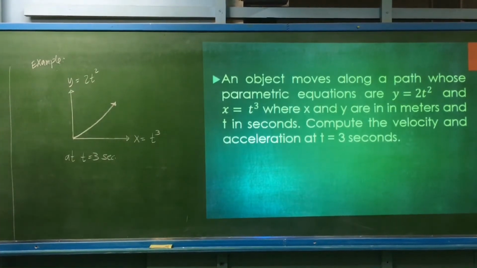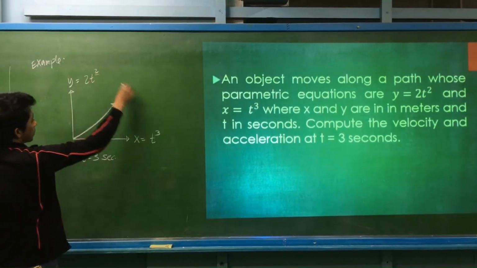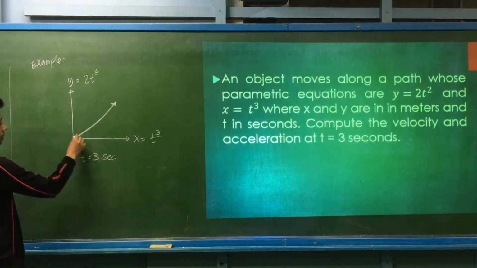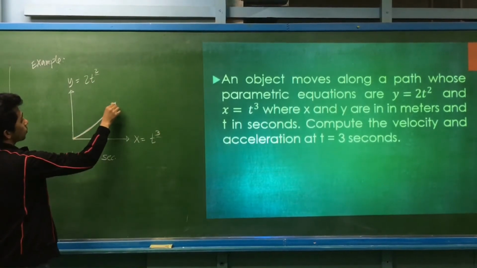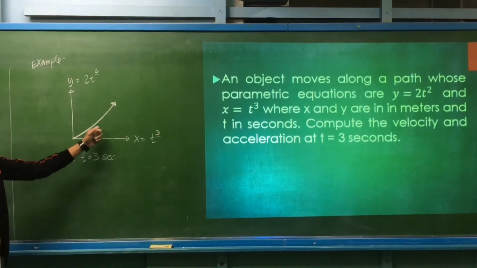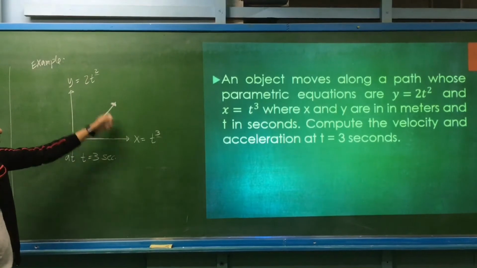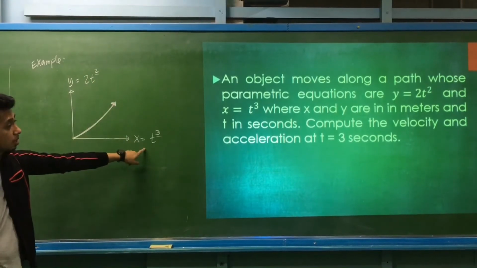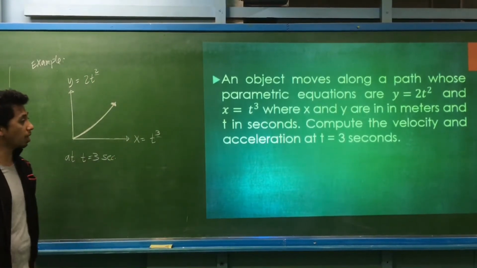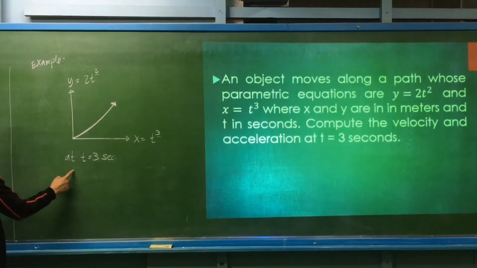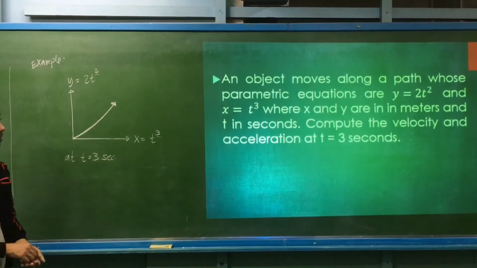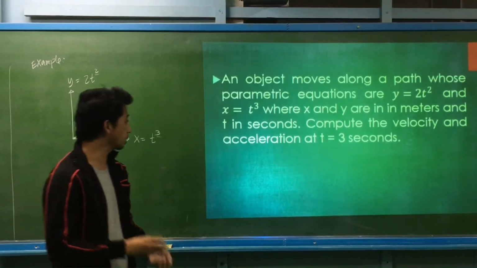So as you can see, we have a higher degree equation or function. So it is possible that the actual motion of the object is a curved path. That is a higher degree function; this is second degree, and this is third degree. So we are looking for the velocity and acceleration at time equal to 3 seconds.